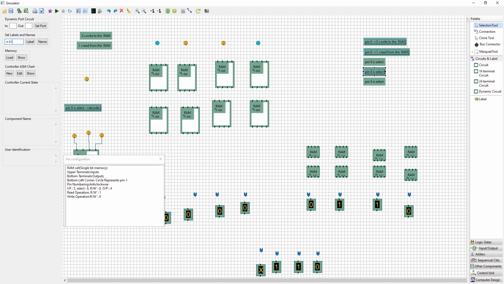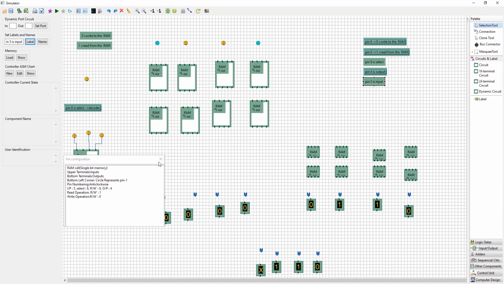Pin number 4 is output. Pin number 5 is input. So this is clear, everyone. Pin number 6 is important, then pin number 8, pin number 4, pin number 5. So in all we have a total of 16 RAM cells.